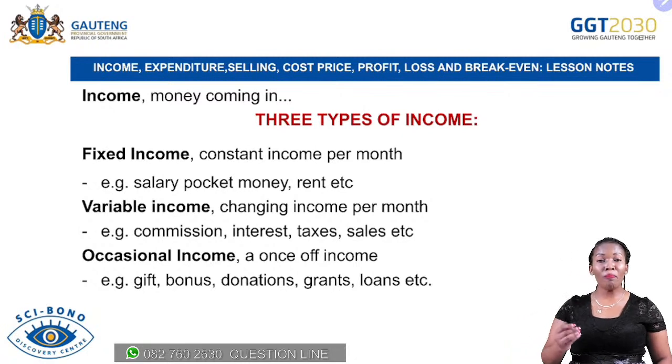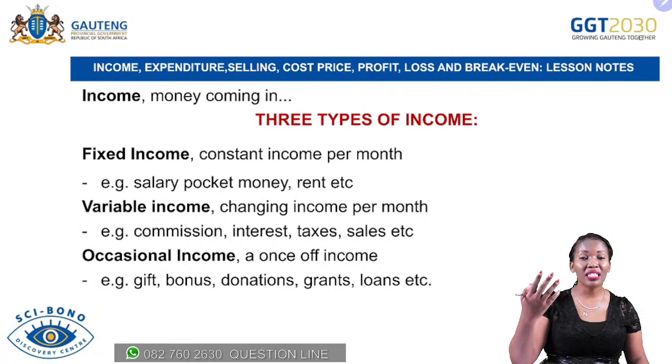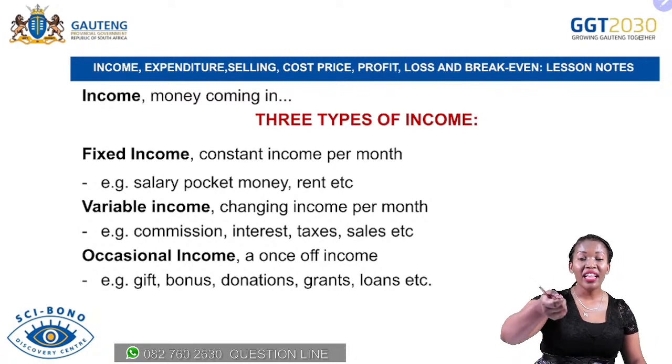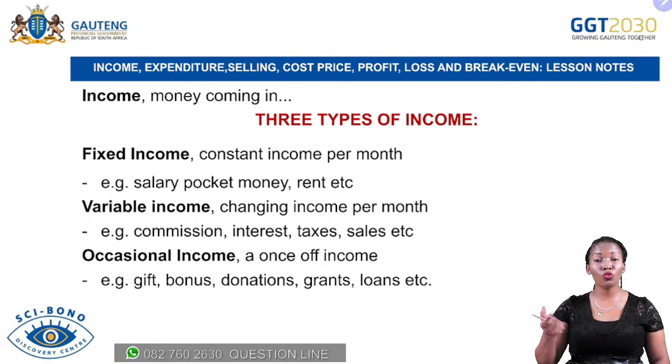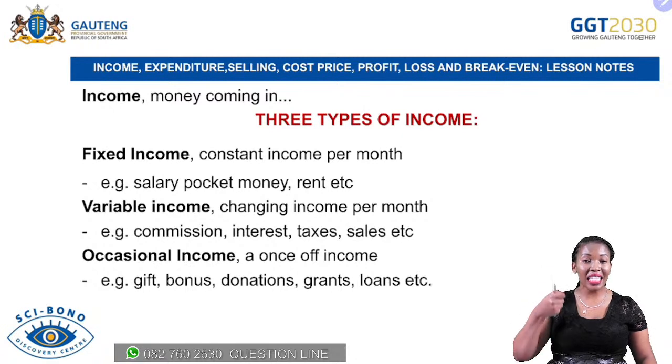But for a school-going person like yourselves, an example of income could be pocket money from your parents. When your parents give you 20 rand to say, here, this is your pocket money for today, that 20 rand is your income because it is the money that you are receiving. It is the money that comes to you.